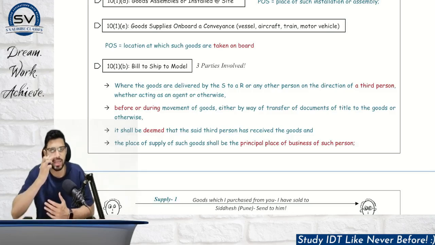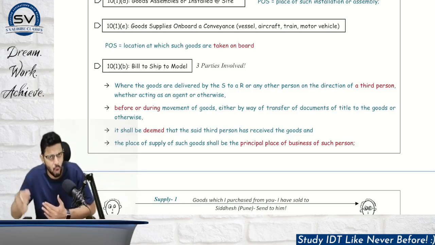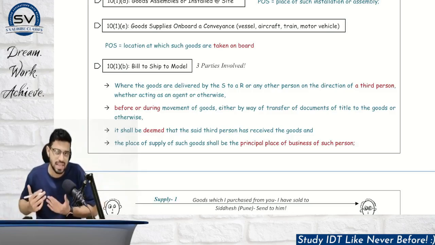One important point to be noted: whenever we talk about GST, we have to focus on state-wise answers, right? You cannot say the place of supply will be Mumbai. You can say it, but comma, Maharashtra. You have to give the state because the GST registration is state-wise.